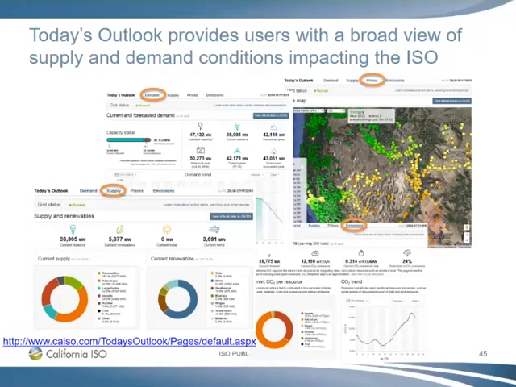You can also find this up-to-date information about what is happening on the grid and at the ISO using our ISO Today app, which is available through Google Play or the Apple Store.